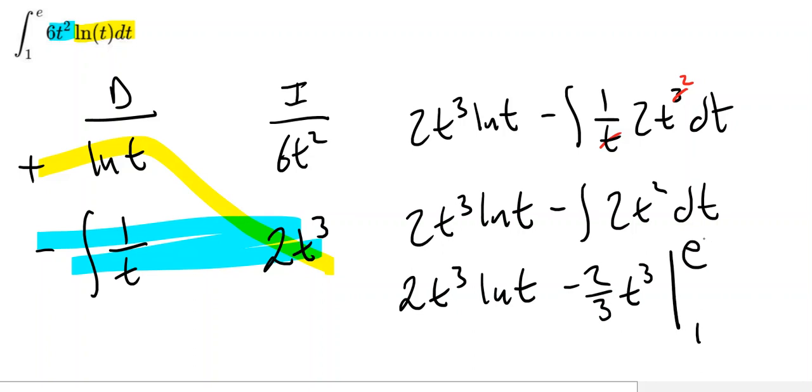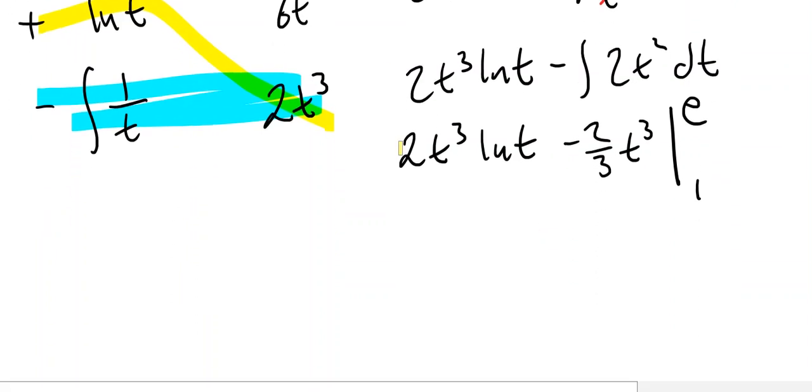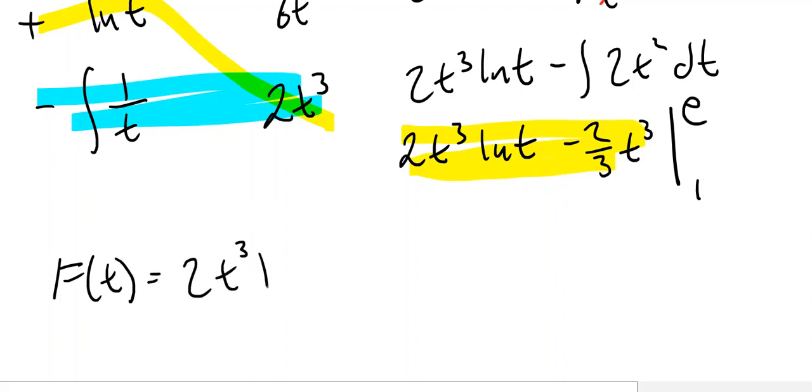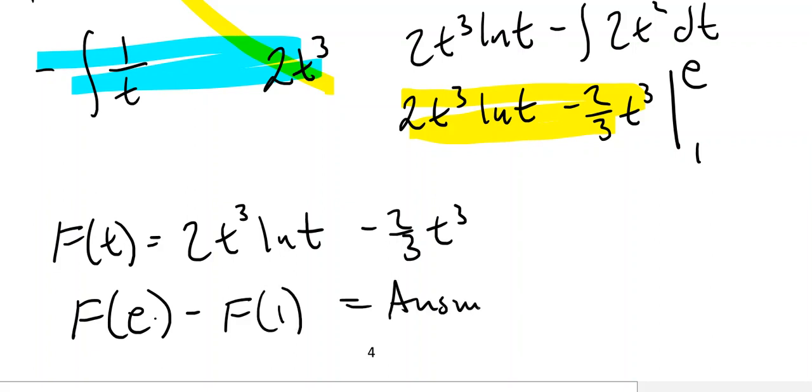All right, so this is our antiderivative. In Desmos, we would simply let that be capital F of t. Make sure you put it into Desmos very carefully. And then on the next line, you're going to evaluate F of e minus F of 1, and that will give you your answer. Voila. All right, so that is what you need to know about integration by parts with logarithms.